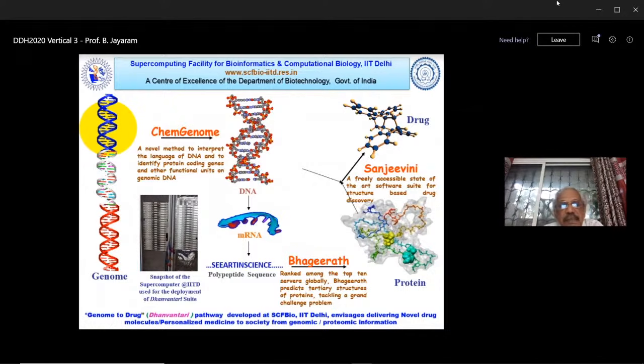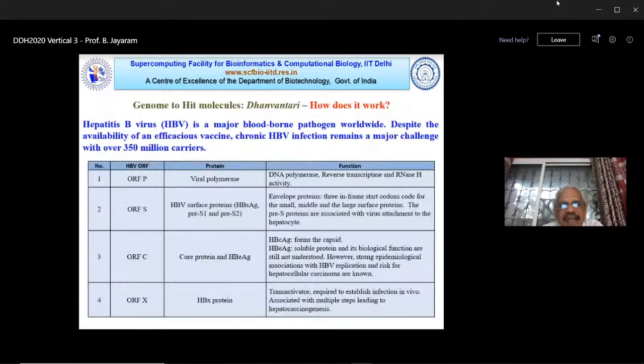So the entire pathway now, from genome all the way to drug molecule, is what we're calling the Dhanvantari pathway, developed at SCL Bio. So from genome you go to the protein, from gene to protein to a drug molecule. I call this the Dhanvantari pathway. Does this really work? Well, I'll show you an example.